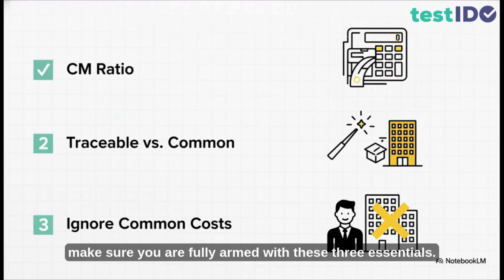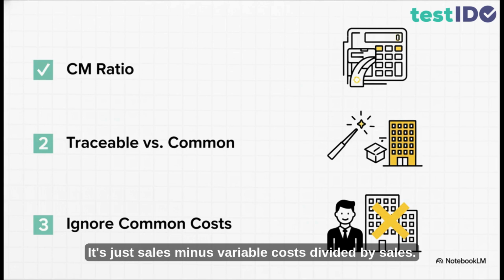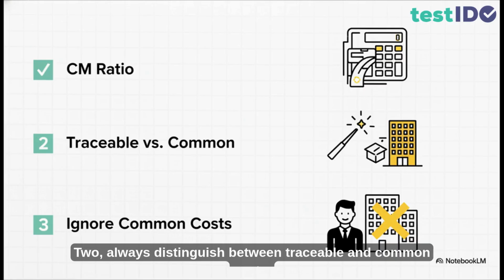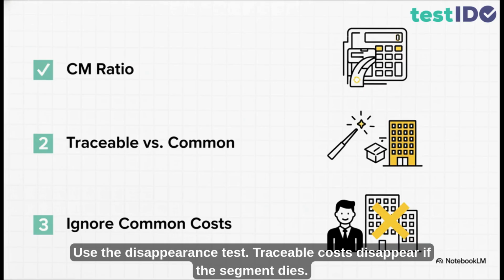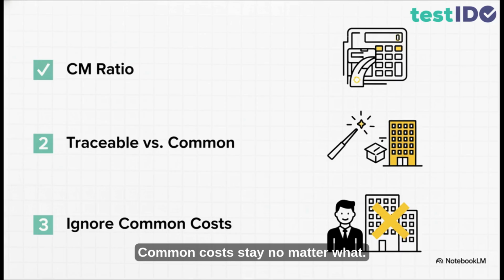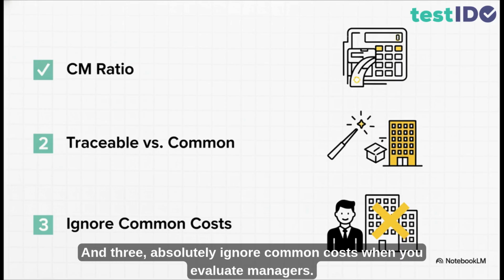Before we wrap up, make sure you are fully armed with these 3 essentials. 1. Know how to calculate the contribution margin ratio. It's just sales minus variable costs divided by sales. 2. Always distinguish between traceable and common costs. Use the disappearance test. Traceable costs disappear if the segment dies. Common costs stay no matter what. And 3. Absolutely ignore common costs when you evaluate managers.